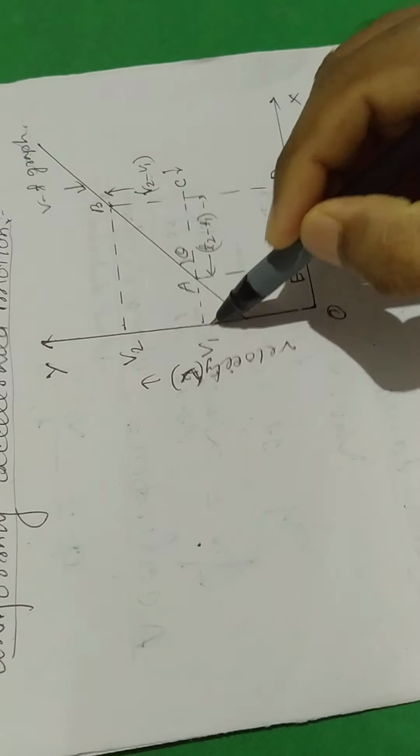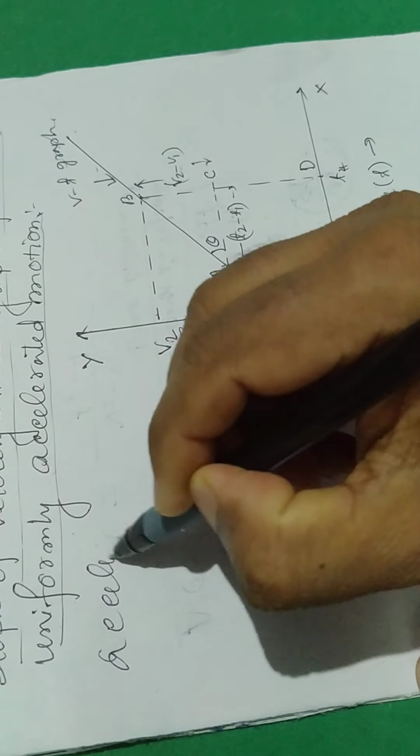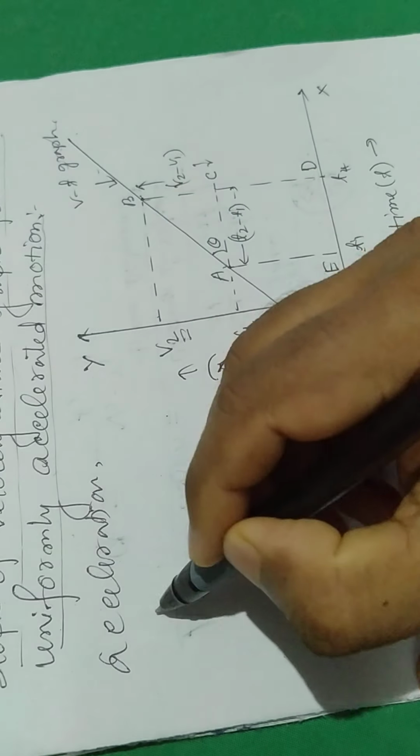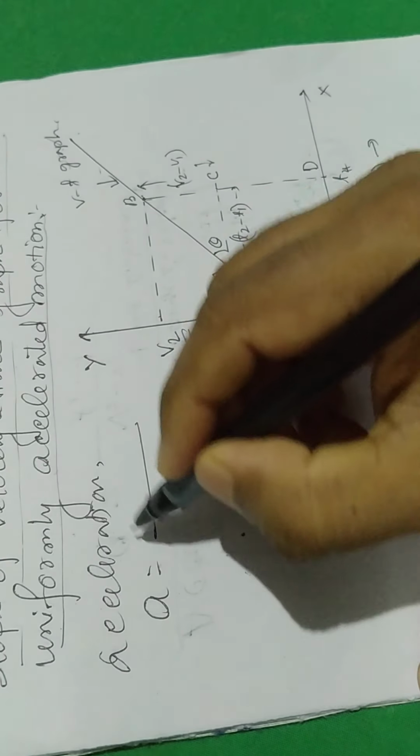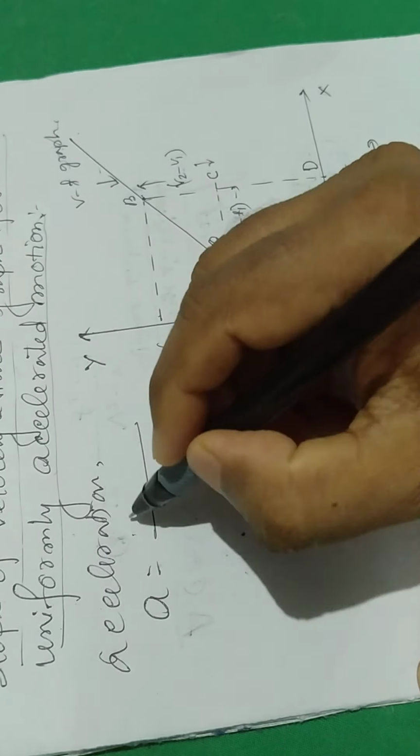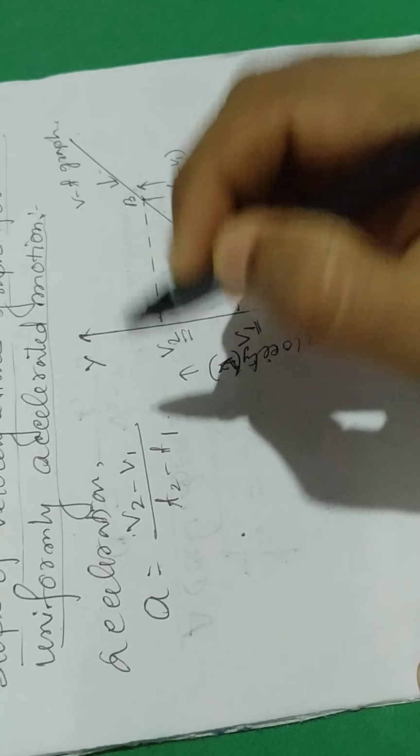Now this is the v-t graph for uniformly accelerated motion. A and B are two points on the v-t graph at corresponding times t1 and t2. At time t1 the velocity is v1, at time t2 the velocity is v2. From the definition of acceleration, we know a equals (v2 minus v1) divided by (t2 minus t1).